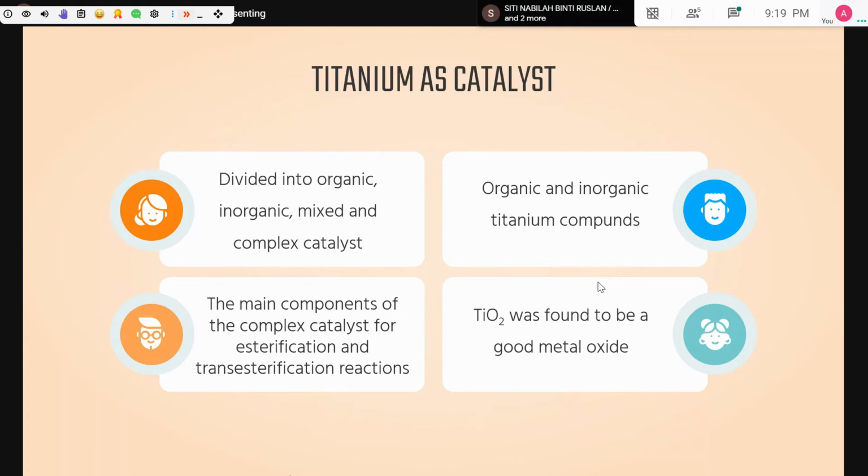Titanium dioxide has attracted interest due to the titanium dioxide nanoparticles' high activity for various reduction and oxidation reactions at low pressures and temperatures. Furthermore, titanium dioxide was found to be a good metal oxide catalyst due to the strong metal support interaction, chemical stability and acid-base property.